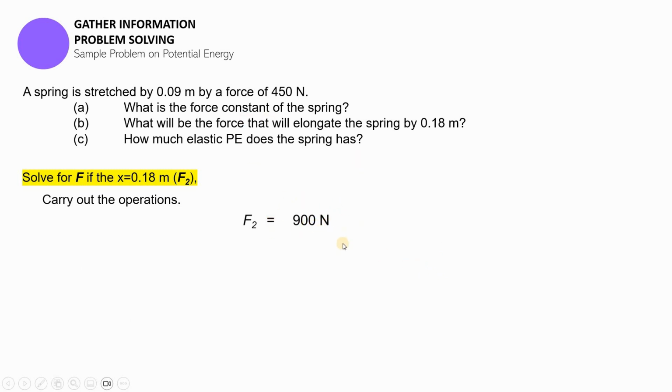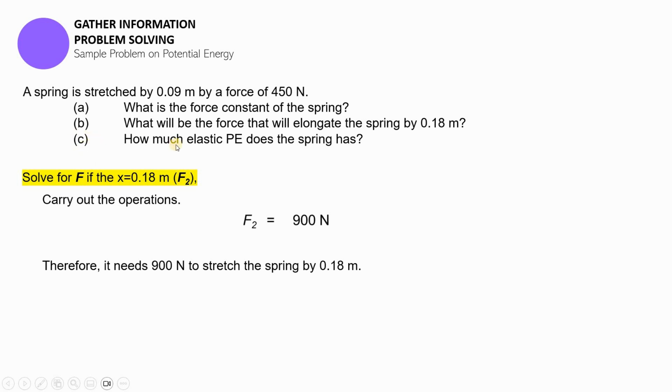It's actually making sense, right? Kasi you doubled the distance na dapat ma-stretch siya. So, kung dati 450, then dapat ngayon, madodouble din siya. It's gonna be 900. It's gonna need 900 newtons para ma-stretch siya ng doble dun sa initial na pagkaka-stretch sa kanya. Alright. We're done with the second requirement.